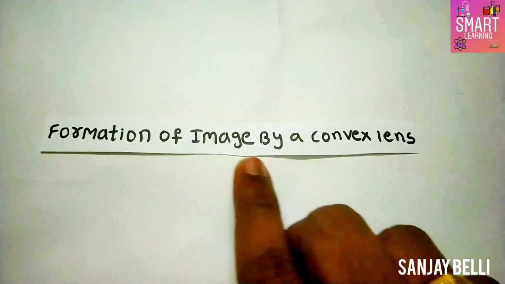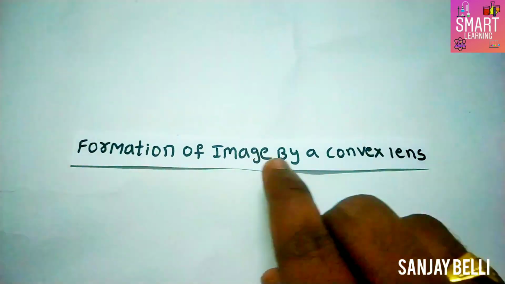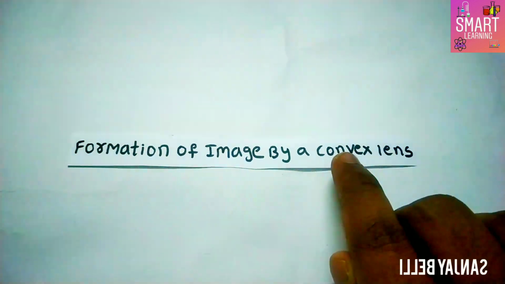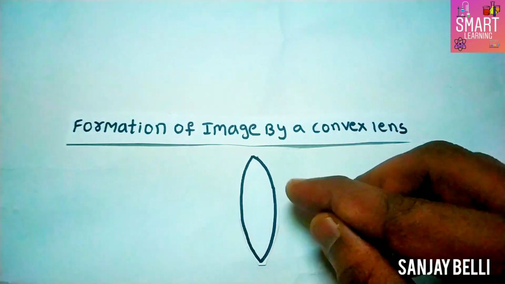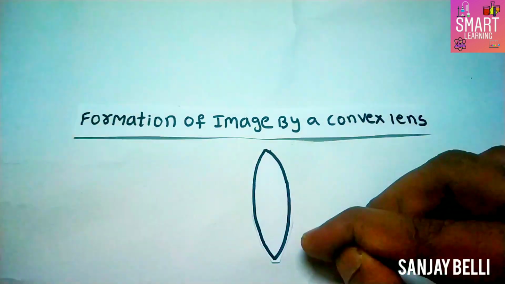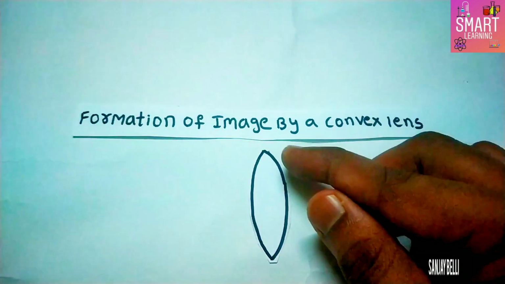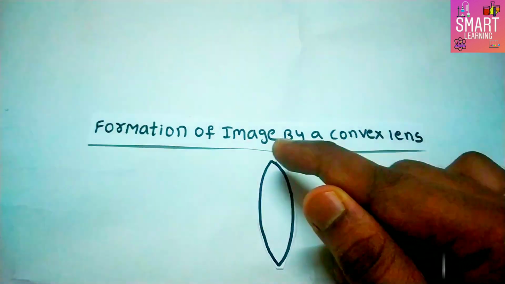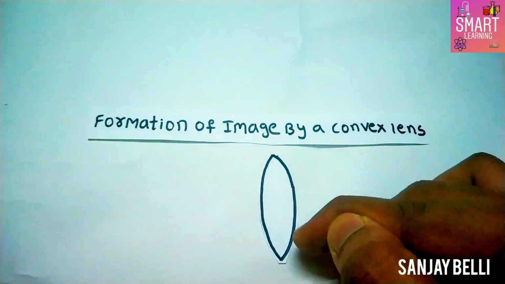Hi friends, today we are discussing the concept of formation of image by a convex lens. Convex lens is also known as converging lens. Okay, here you have your convex lens. How to identify a convex lens? For a convex lens, the middle part will be thick and the edge part will be thin.